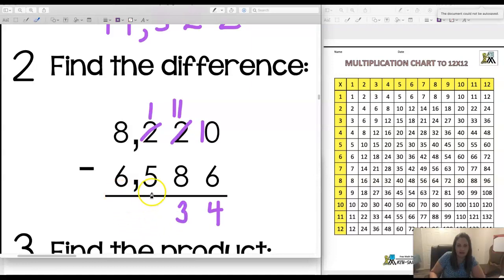1 subtract 5, I cannot do that. I'm going to go to my thousands, take one of them, which leaves me 7 left, turn it into 10 hundreds. If I already have 100, now I have 11. 11 subtract 5 equals 6. 7 subtract 6 equals 1. Count your digits, 1, 2, 3, put your comma. All your commas should be in the same spot.